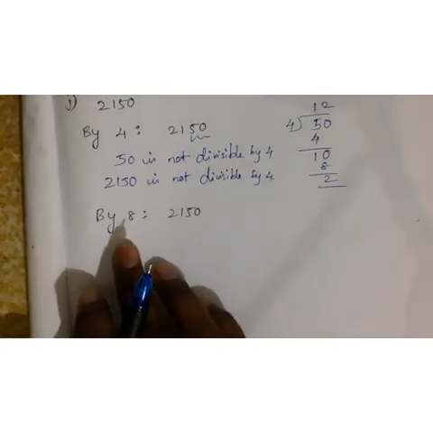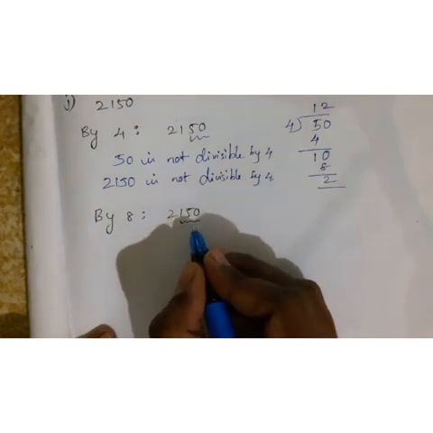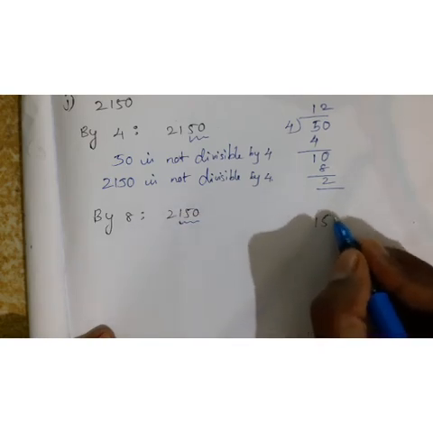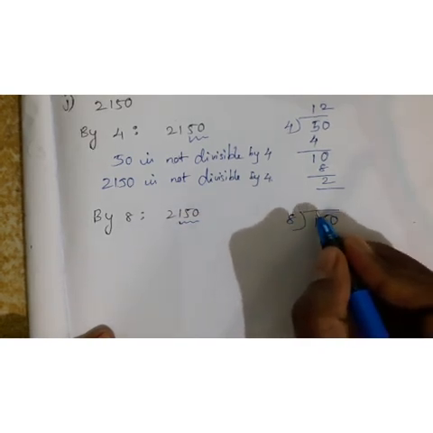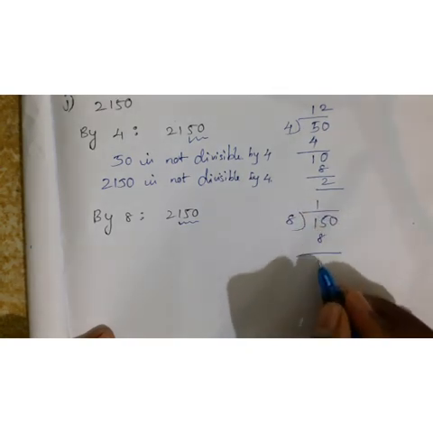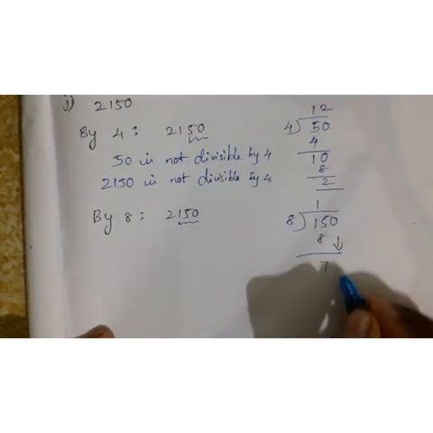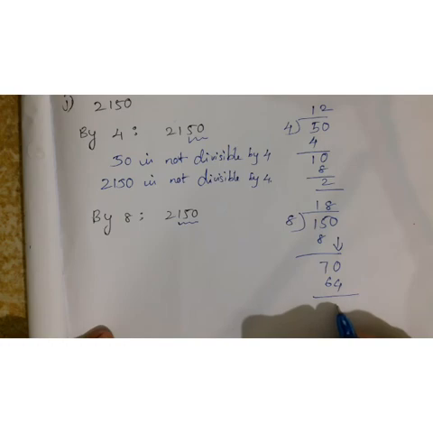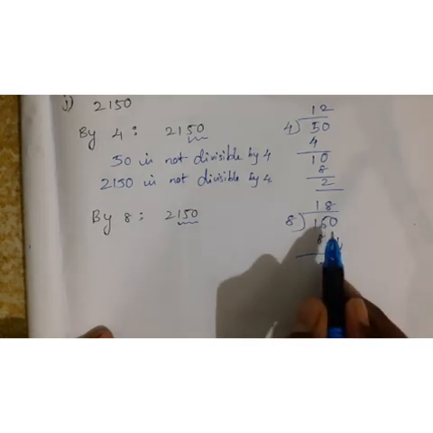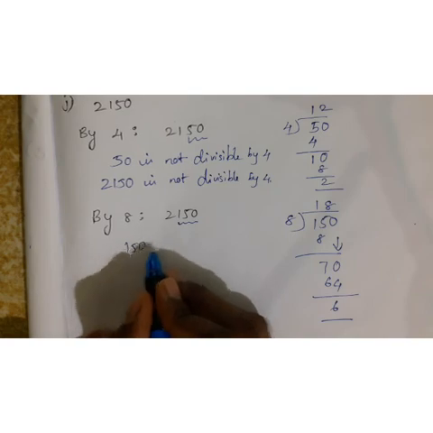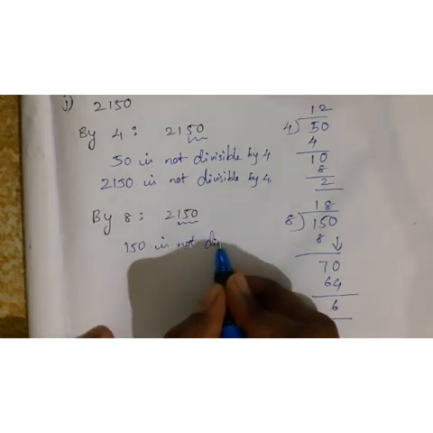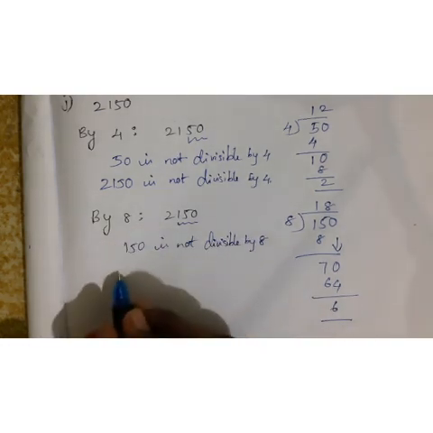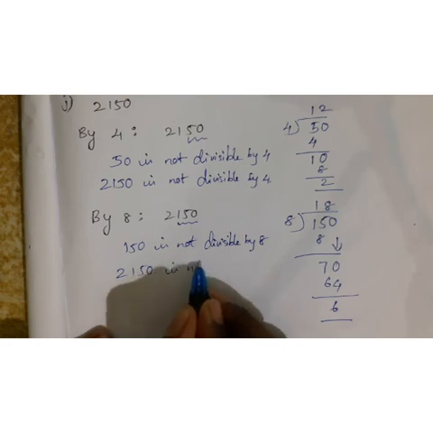Divisibility test for 8. If the last three digits are divisible by 8, then the number is divisible by 8. The last three digits are 150, divided by 8. 8 times 1, 8. 15 minus 8, 7. Bring down 0, 70. 8 times 8, 64. 70 minus 64, 6. 150 is not divisible by 8. Since 150 is not divisible by 8, 2150 is not divisible by 8.